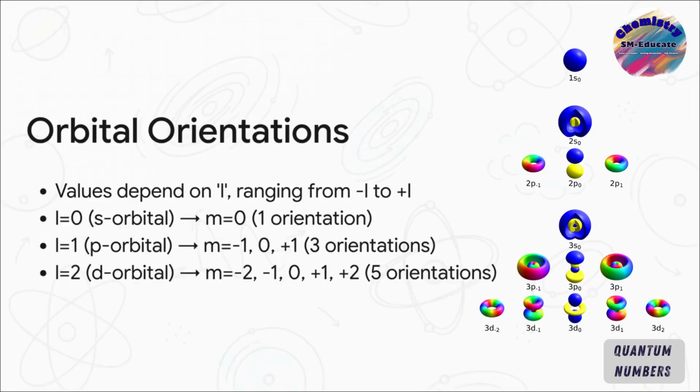So, just like before, the possible values for M depend on L. They can range from negative L through 0 all the way to positive L. And this explains exactly why different orbital shapes have a different number of orientations. An s orbital, it's a sphere, so it only has one way to be oriented. But a p orbital, that dumbbell shape, can be aligned in 3 different ways, along the x, y, and z axes, giving us 3 distinct p orbitals, or 3 streets.